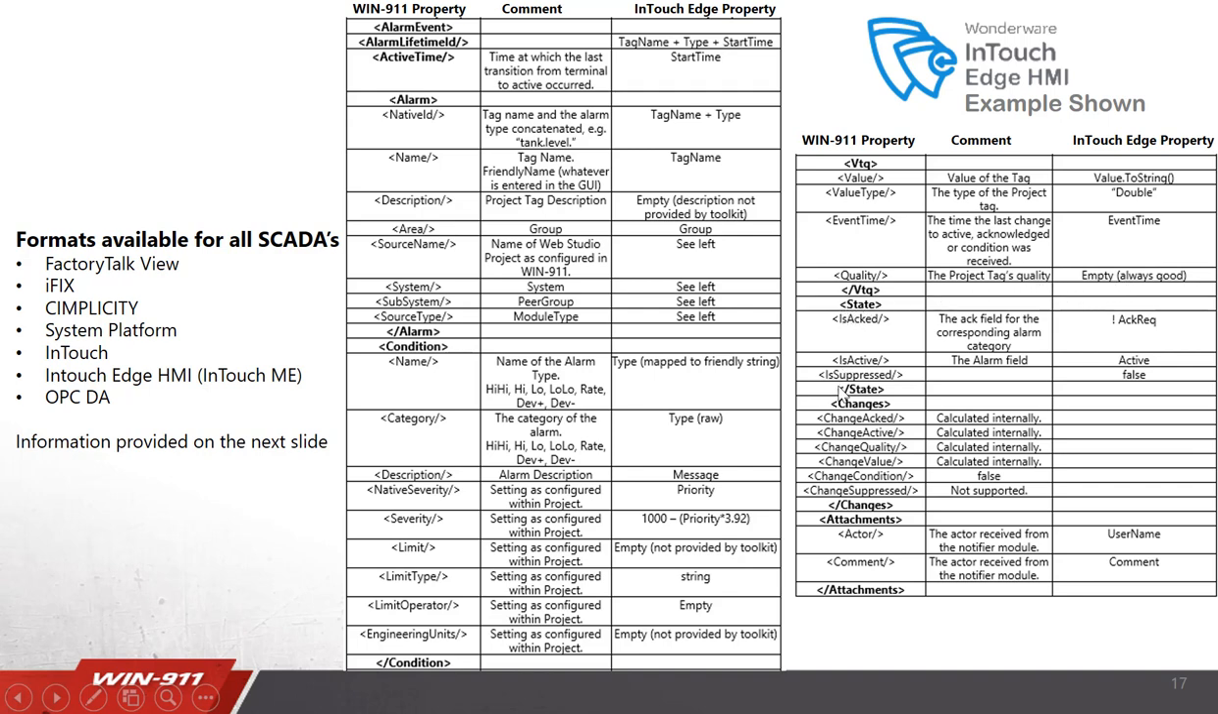The next section is something called state, and this represents the classic state flags for the alarm event. The key ones are, is the alarm active or not? Is the alarm acknowledged or not? Is the alarm suppressed or not?